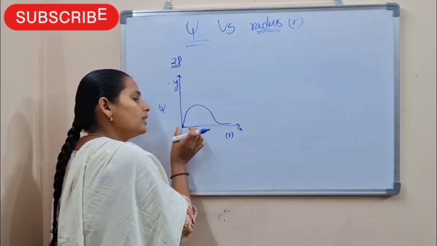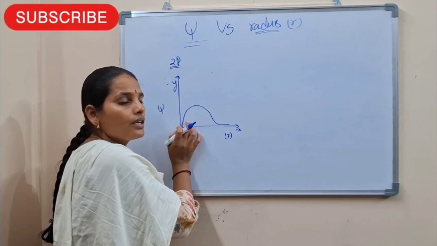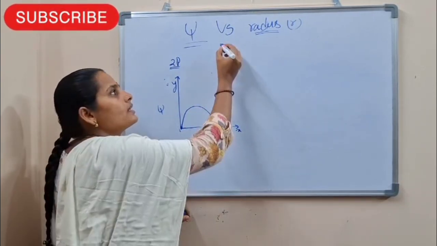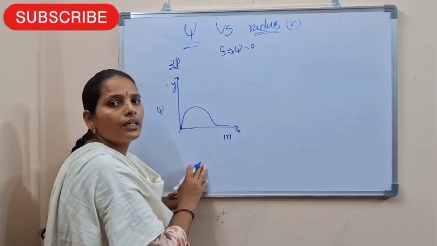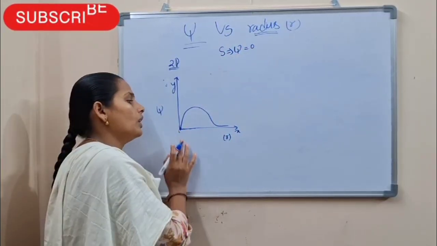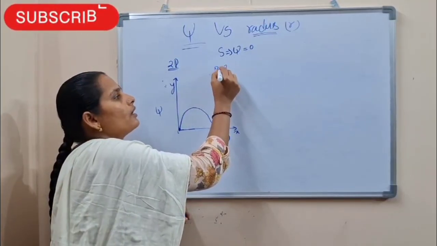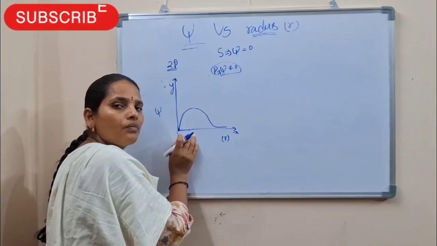Ma'am, why are you starting the graph from the nucleus? Because previously we saw the s orbitals. For s orbitals, the psi value is equal to 0 at the nucleus, so the graphs do not start from the nucleus. For p orbitals, the psi value is not equal to 0, that's why the graphs start from the nucleus.